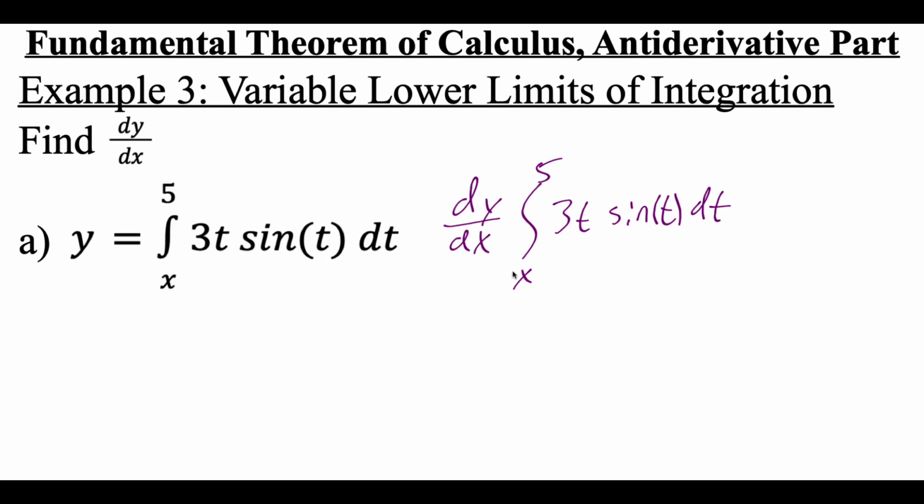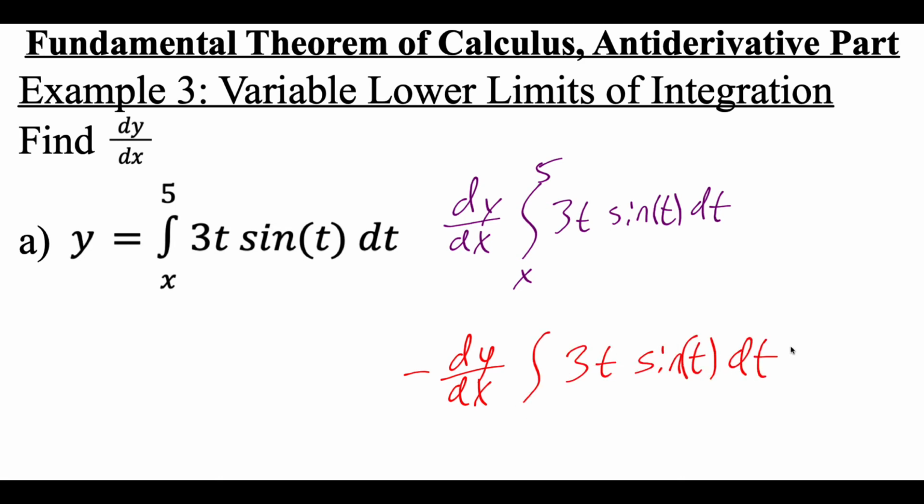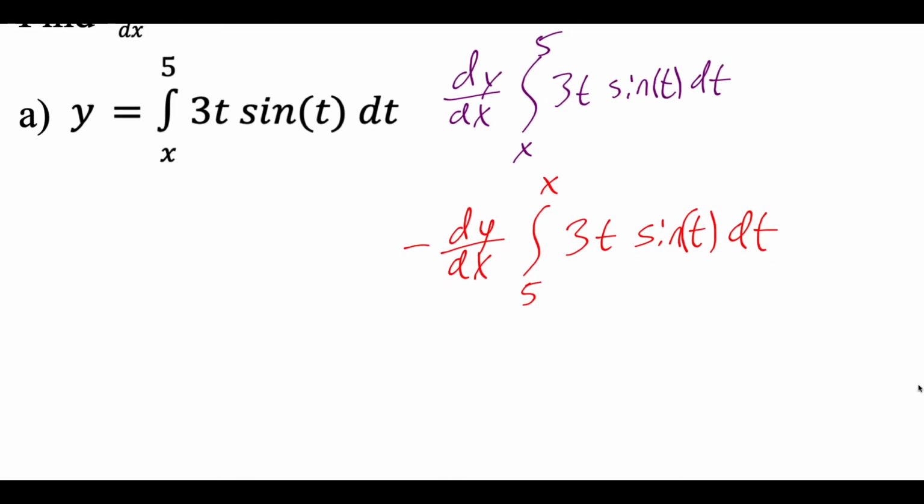if we want to flip around the order of the upper and lower limits, we're allowed to do that, but we have to take the opposite of whatever answer we get. So this is going to be the opposite of dy/dx of the integral of 3t sin(t) dt, but I'm going to flip-flop the order on those upper and lower limits. So it was x to 5, now it's 5 to x because we took that negative out in front. So now we can do the derivative of this integral like we've been doing.